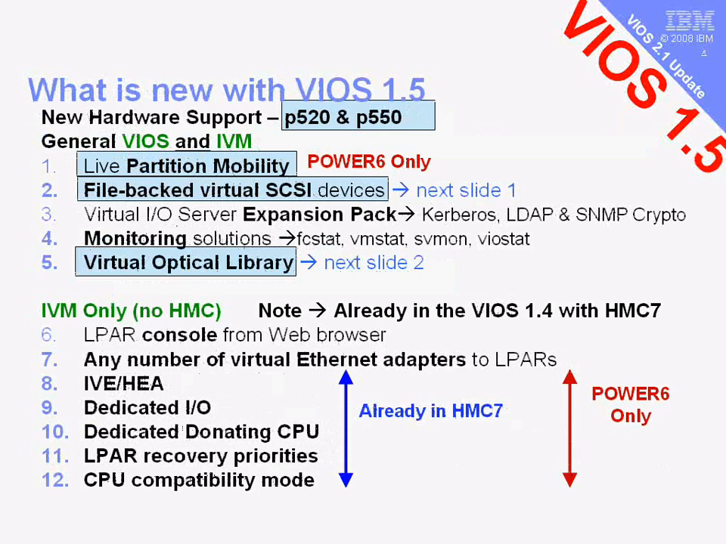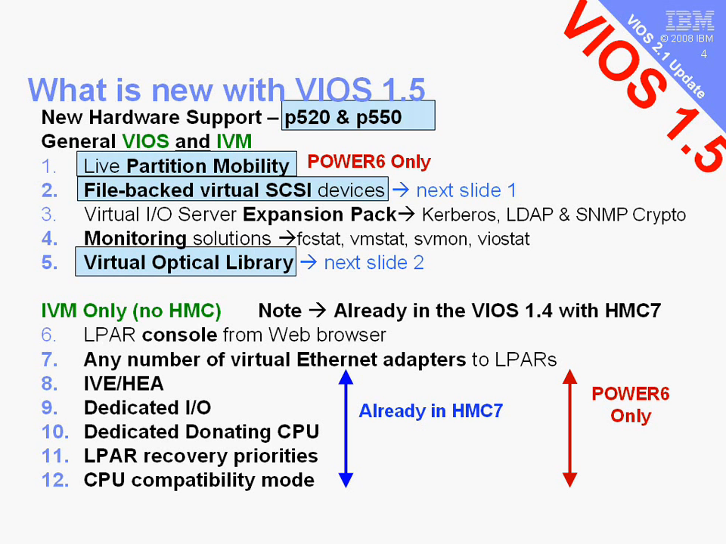With 1.5, we had some extra Power 6 machines, so they're supported. One of the big items was partition mobility with the Power 6 machines only. 1.5 of the VIOS, of course, runs on the older machines as well. We also have some features that I particularly like, the file-backed virtual SCSI devices. We'll have a look at that on the next slide. And then we have the virtual optical library that I seem to use every day. Again, features that people don't really realize are actually there.